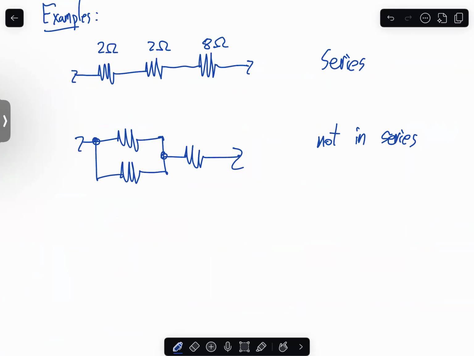Okay, so suppose I've got 2 amps flowing into this first 2 ohm resistor. How many amps flow through the 8 ohm resistor? Google form B. How many amps are in the 8 ohm resistor? Can you find this out?